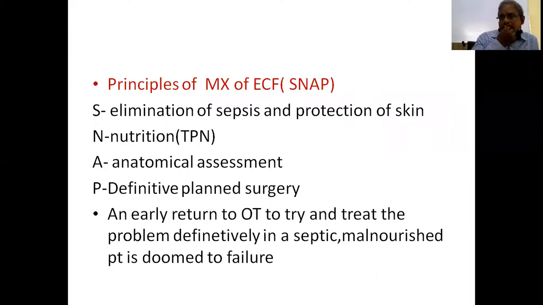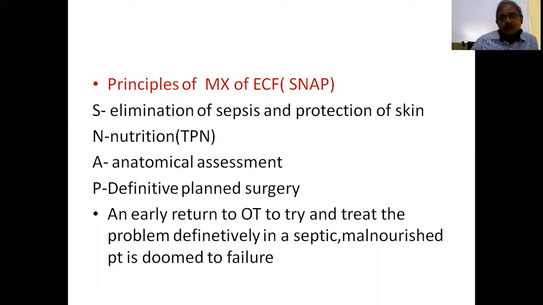After some studies, there is a protocol in the principles of management of enterocutaneous fistulae. That is what we call SNAP management. S stands for sepsis: you should try to avoid sepsis and protect the skin. Skin protection is important, because once the skin excoriates, it is caustic. The motion, bile, whatever comes out erodes the skin. So you must try to eliminate the sepsis and protect the skin.